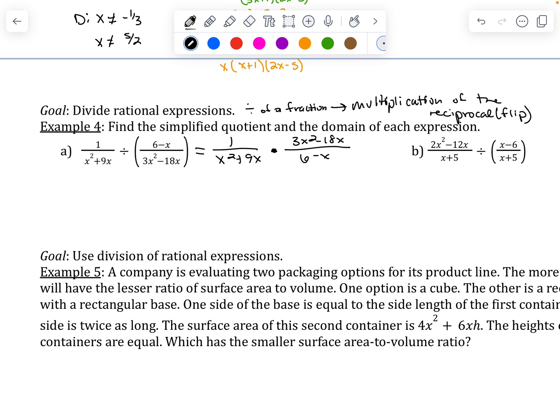You're multiplying two rational expressions. You have to factor, and then you have to cancel some stuff out. Okay? So on the bottom there, we get 1 over x plus 9. That second expression, I'm going to factor out a 3x, and then I'm left with x minus 6. In the numerator, I'm going to factor out the negative 1, so I'm left with x minus 6 there.